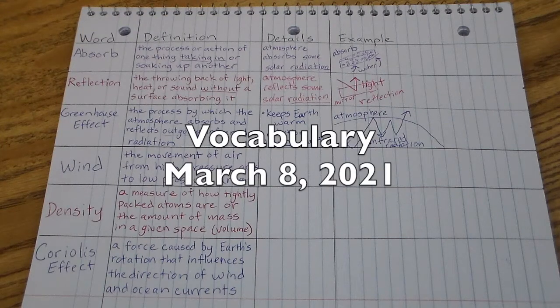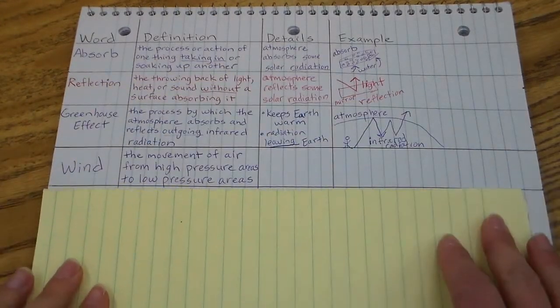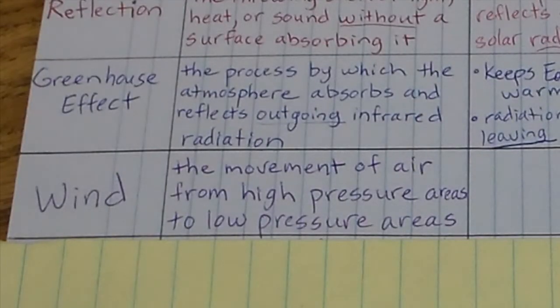We have another 3 words to add to our vocabulary today as we continue to learn more about our atmosphere. So our first word today is going to be the word wind. Wind is the movement of air from high pressure areas to low pressure areas.